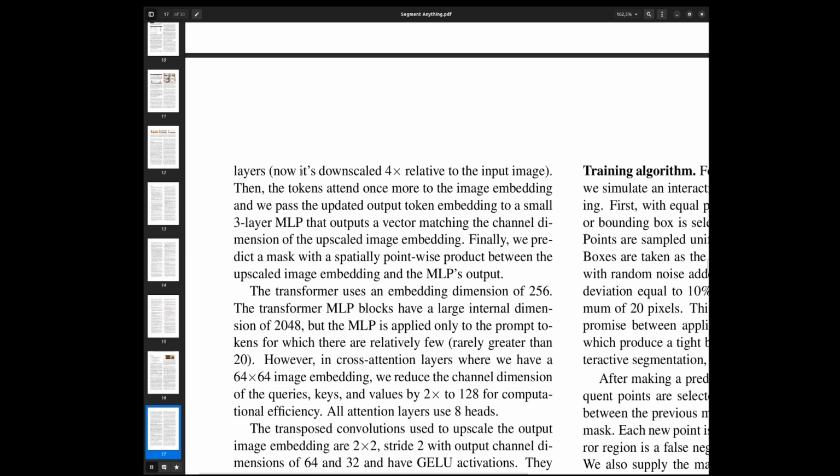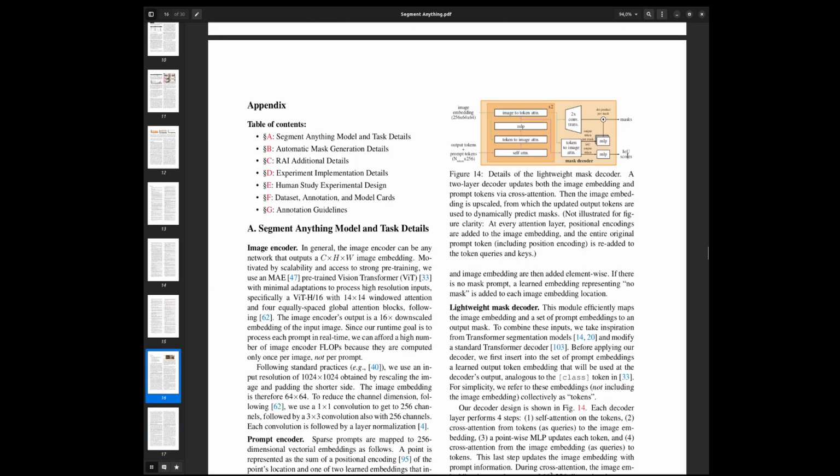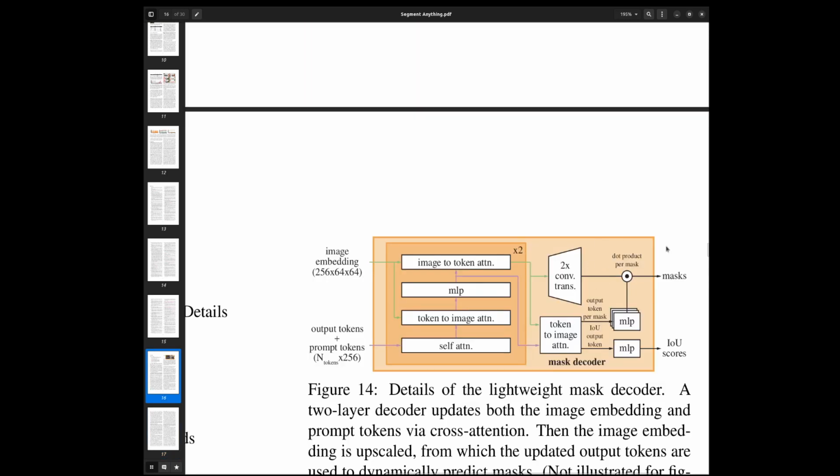Now it's downscaled relative, okay. Then the tokens attend once more to the image embeddings, and we pass the updated output token embedding to a small 3-layer MLP that outputs a vector matching the channel dimension of the upscaled image embedding. Finally, we predict a mask with a spatially pointwise product between the upscaled image embedding and the MLP output, and it's here.